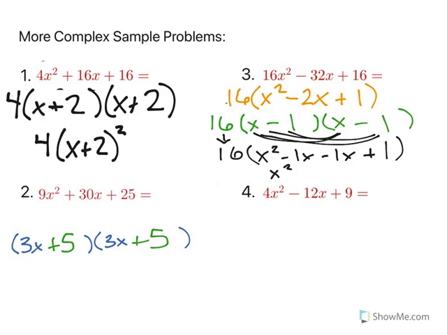So going back to this, we have our x squared. We brought that 16 right down. And then we have negative 2x plus 1. Now if we distribute, 16 times x squared is going to give us our 16x squared. 16 times negative 2x gives us negative 32x, and 16 times 1 gives us positive 16.